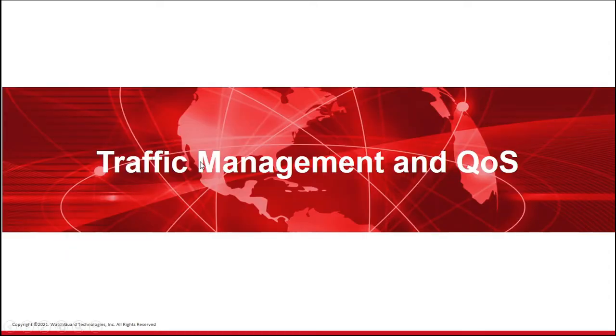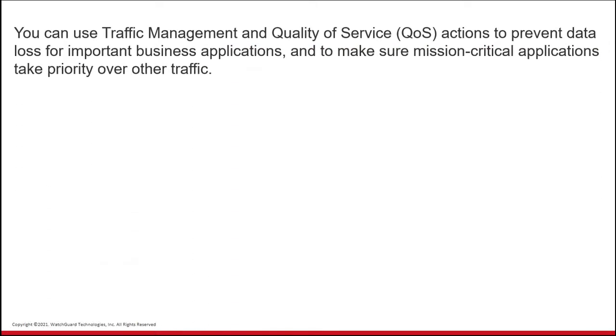Okay, so let's get started by talking about traffic management and quality of service. The first thing that we need to know is that we usually use traffic management and quality of service to prevent the data loss of important business applications. We have different applications going through the firewall, and depending on the priority, sometimes we want to have priority for VoIP over other types of traffic, for example. And also to make sure that mission critical applications take priority over other traffic, like, for example, management traffic, signaling traffic, or control traffic.